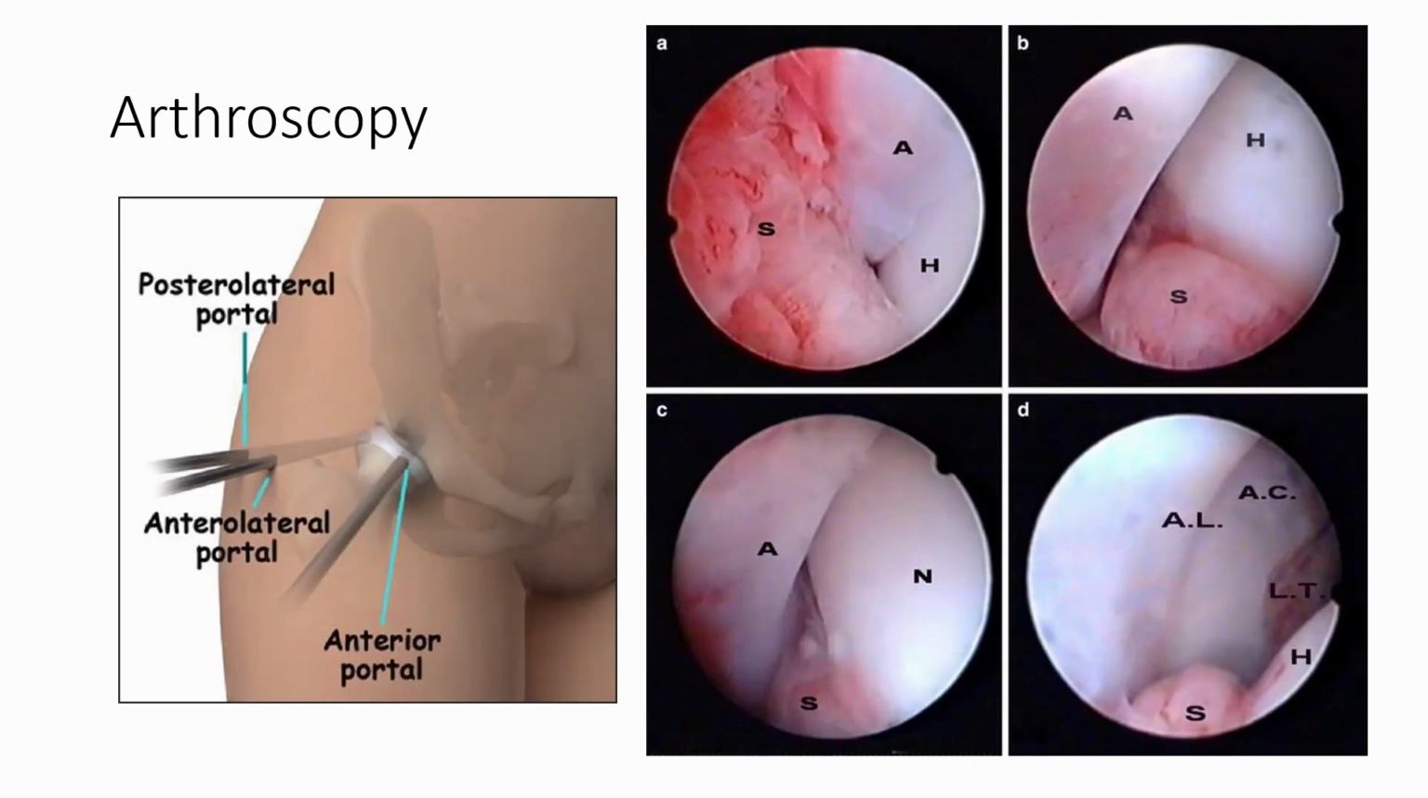The second is arthroscopy. In arthroscopy, AC is the acetabular cavity, and the S is the inflamed part of the synovium that is seen in the inferior part.